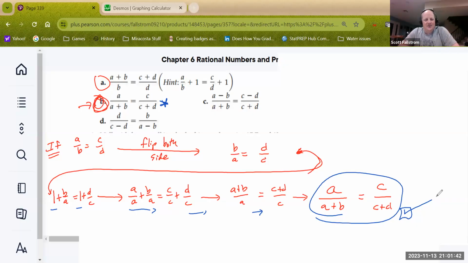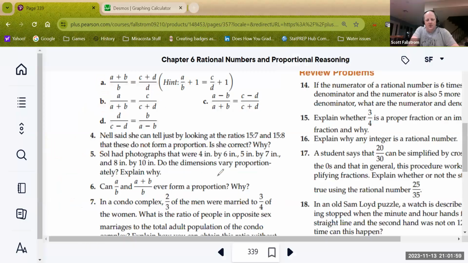Let's see here. What else? Yeah, I think I pushed on 2. I'll leave 2. Clear my drawings. And let's see, what else do we have here? Number 7 and number 12. Okay, let's take a look.